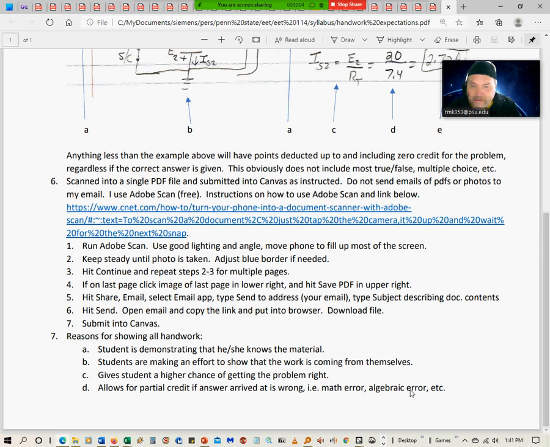If you have a math error or algebraic error or a value error, I can see that and I could give you partial credit. If you don't show me any handwork, I can't give you any credit. You may have gotten the problem 99% correct, but you got the wrong answer. So I could still give you a lot of credit if you just made a small oversight.